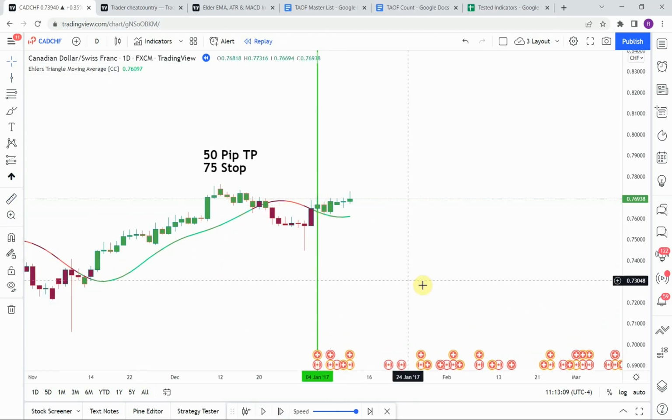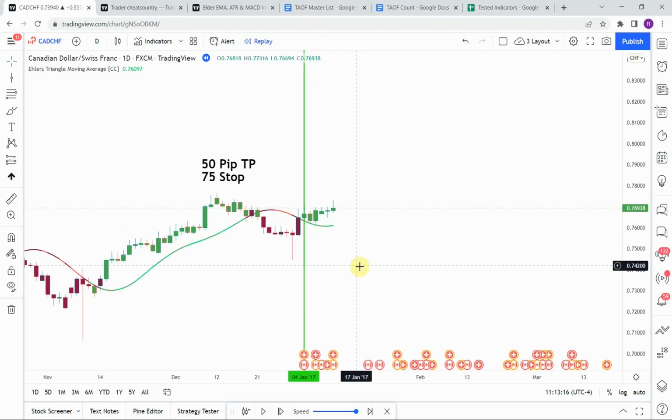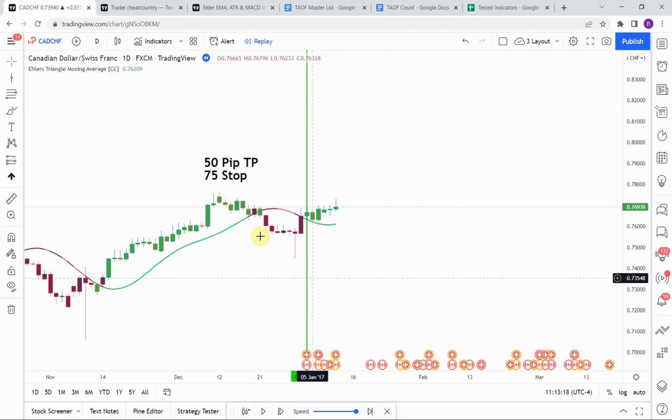Alright, so the first signal that we pick up is a long signal right there. We pick that up, enter, and we get a decent little push to the upside there, which does get us up there and gets us to our take profit. Let's go ahead and continue on.